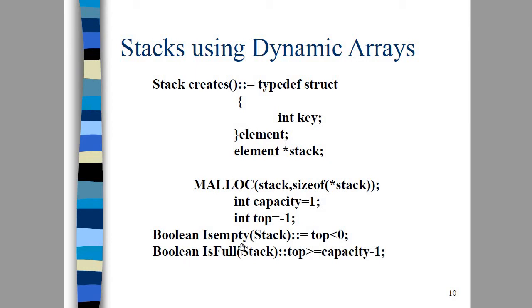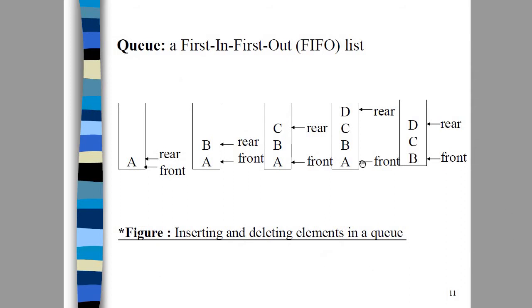In the isEmpty function, we check if top is less than 0, that means it is equal to -1, and it will return true. In the same way, the maximum size is stored in the variable capacity. In the isFull function, if the top pointer value is greater than or equal to capacity, it means we have stored all the elements, and all the positions in the stack are filled.